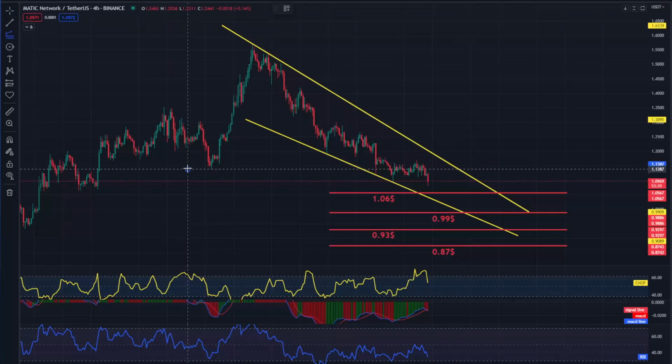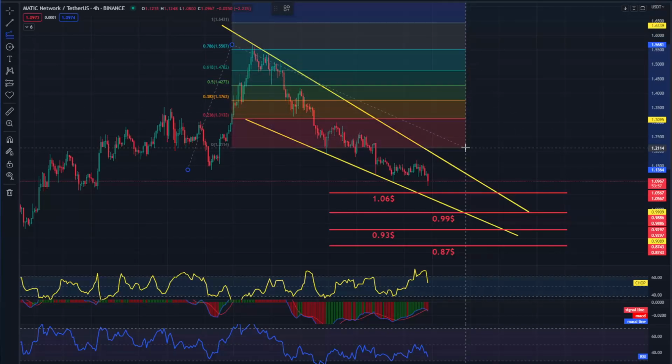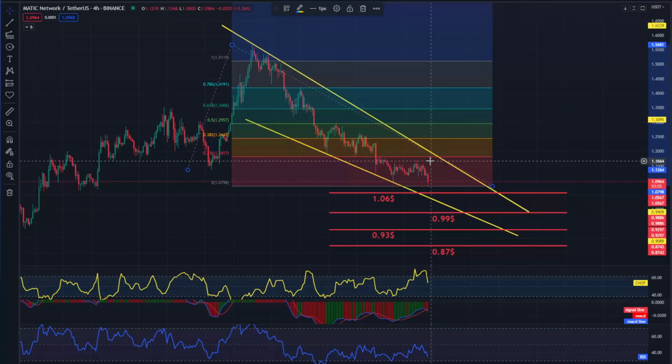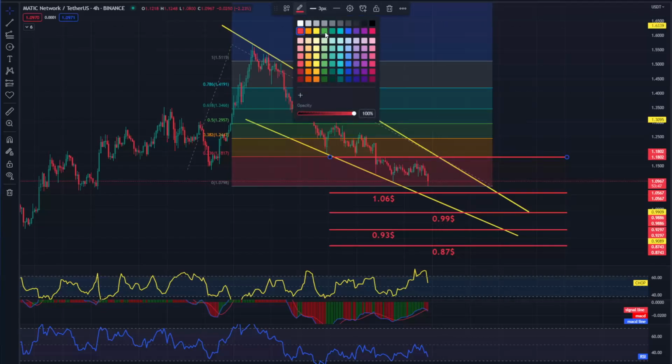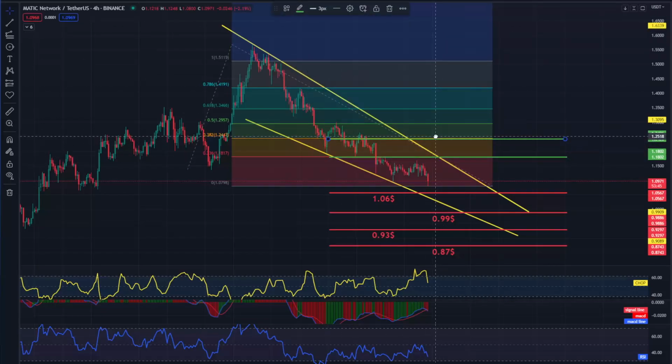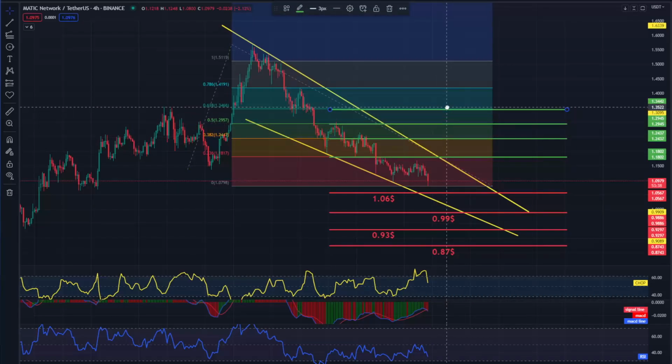Looking the other way, we can also mark the places where the price should encounter resistance on the way to increases. And here we have the first significant resistance at $1.18, the next resistance at $1.24, then the third resistance at $1.30, and the fourth at $1.34.